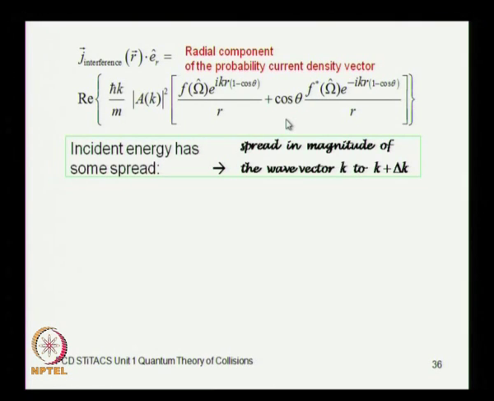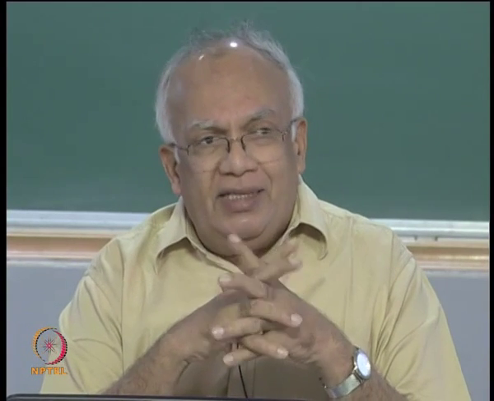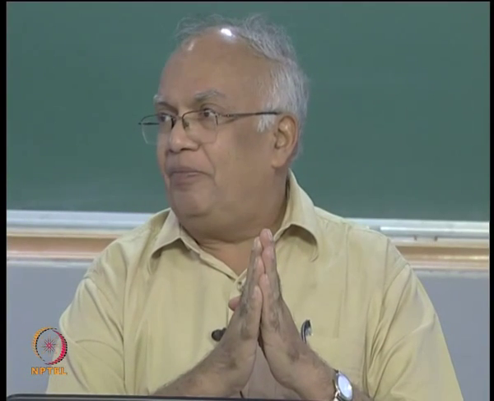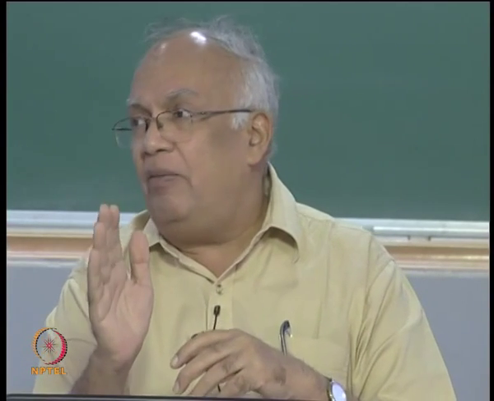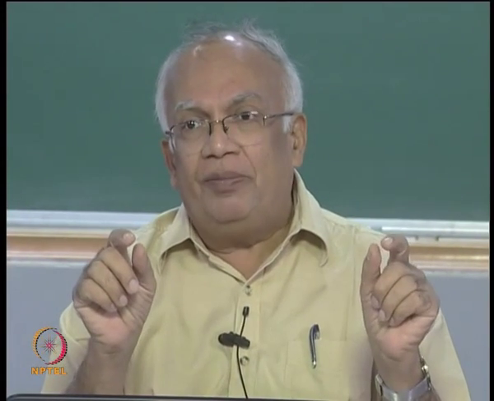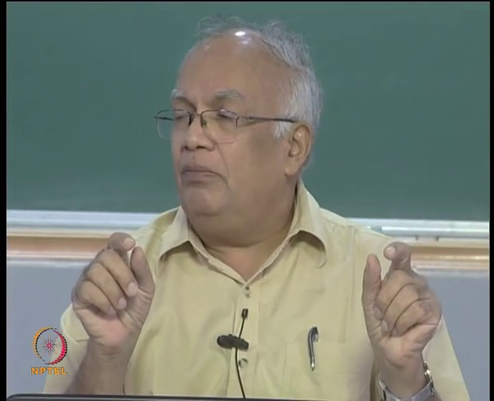Now, at this point you need to recognize the fact that your incident beam will not be very strictly monoenergetic. The energy will have a little bit of spread. Okay, you never have a strict monoenergetic beam. So, corresponding to the spread in energy, the value of the momentum, which is k, E is h cross square k square by 2m. So, k is directly determined by the energy, and when the energy is not strictly monoenergetic, k will have a certain spread.